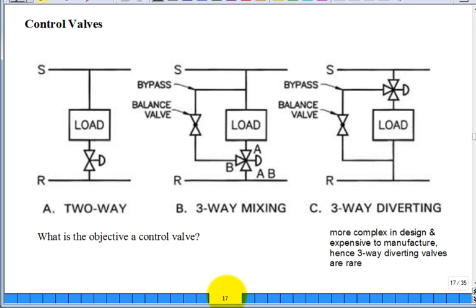Now let's talk about control valves. So here are 3 illustrations. We have a line S and a line R. What do you think the S stands for? Supply. And then R for return. And so we have a load here, air handling unit, heat exchanger. Maybe we bring in chilled water, and now it's going to be warm water and needs to go back to the plant to be chilled again. And this is just a heat exchanger.